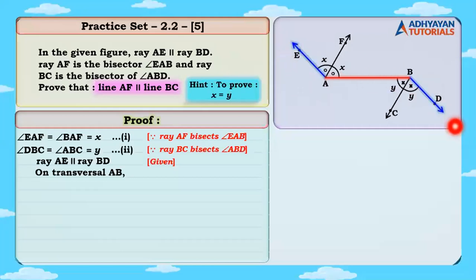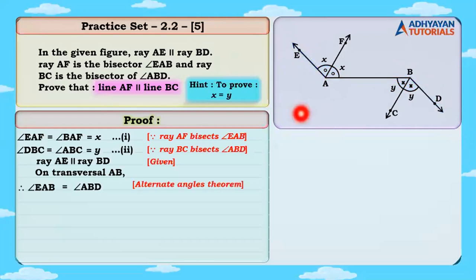Z means alternate angle, and this time, children, the lines are parallel. And because the lines are parallel, the alternate angles that are formed are going to be equal. That means angle EAB has to be equal to angle ABD. Correct? Angle EAB is equal to angle ABD. What will be the reason? Alternate angles theorem. I hope this much is clear.